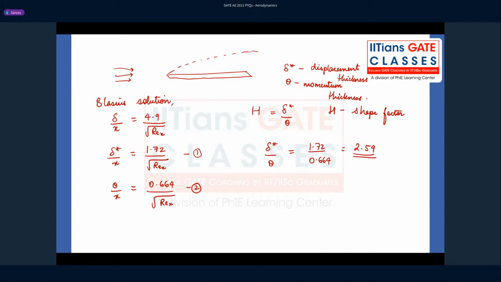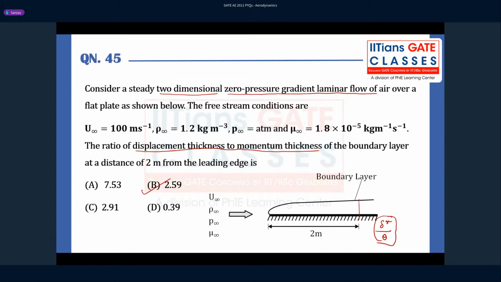They have asked you to find this at the same x location, so x is going to be the same. Because the free stream conditions are the same, your Reynolds number is also going to be the same. So the only thing that is changing in delta star and theta are the constants. When you take the ratio, you get 2.59. So what is the shape factor for a flat plate boundary layer, guys? It is 2.59. So you go back, see, option B is 2.59. I hope this is clear to you all.